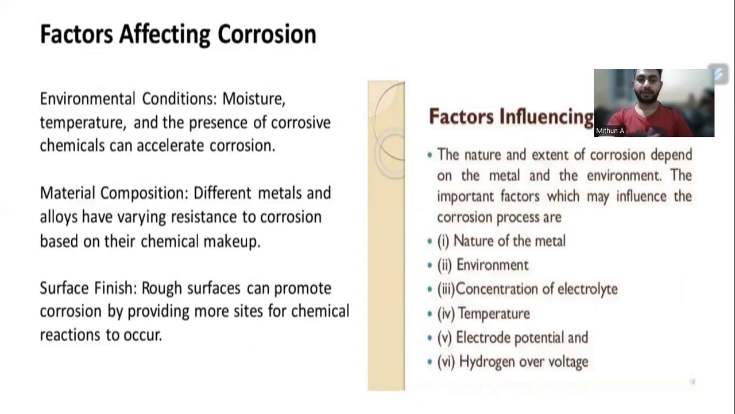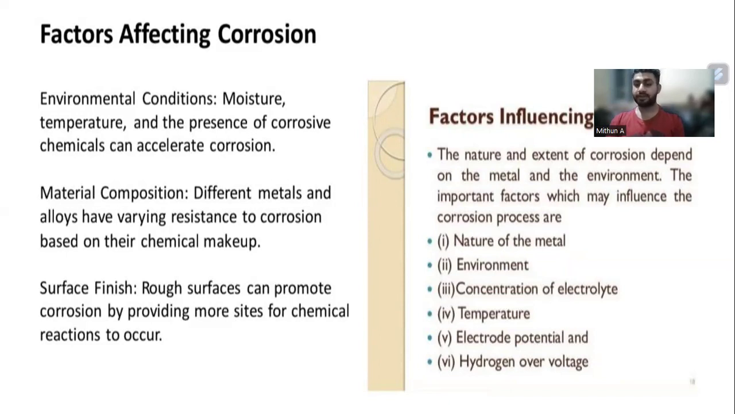The factors affecting corrosion: environmental conditions such as moisture, temperature, and the presence of corrosive chemicals can accelerate corrosion; these are the triggering points for corrosion. The composition of the material: different metals and alloys have varying resistance to corrosion based on their chemical makeup. The surface finish: rough surfaces can promote corrosion by providing more sites for chemical reactions to occur.